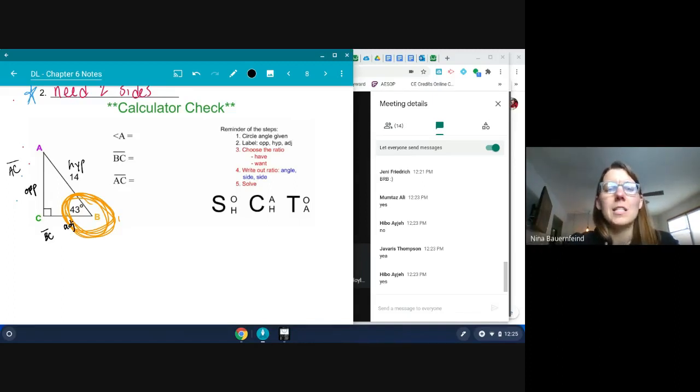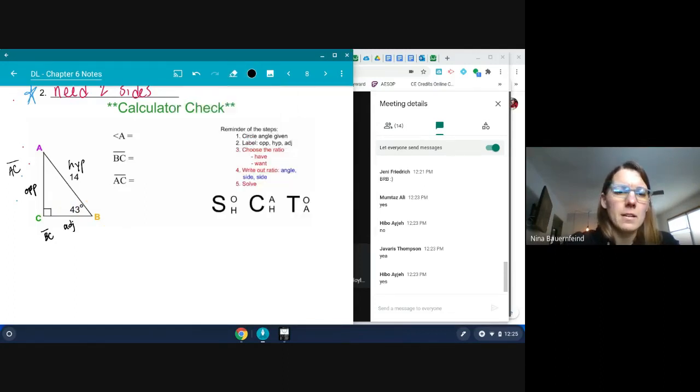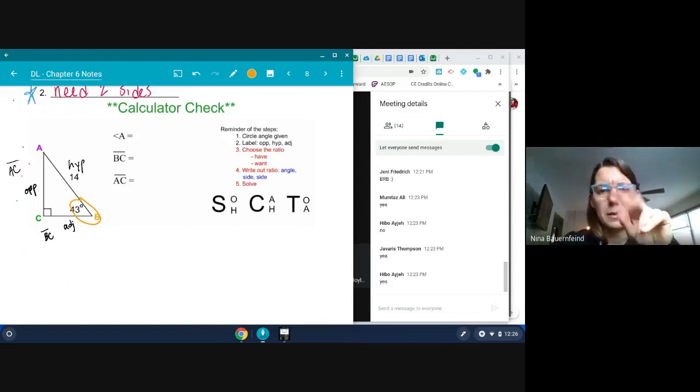So this is where the new stuff comes in. That was step 2. Step 2 was to label them. Step 3 now is to choose the ratio. So here's what we have to pick first. It doesn't matter what we do, but do you want to find BC first or AC? I do not care.